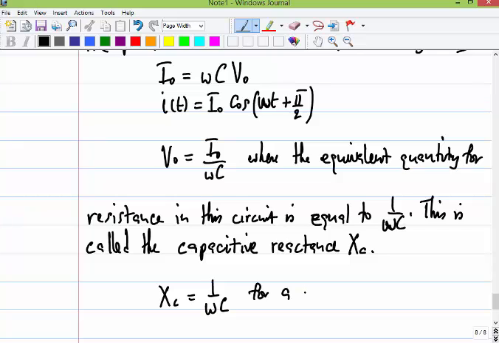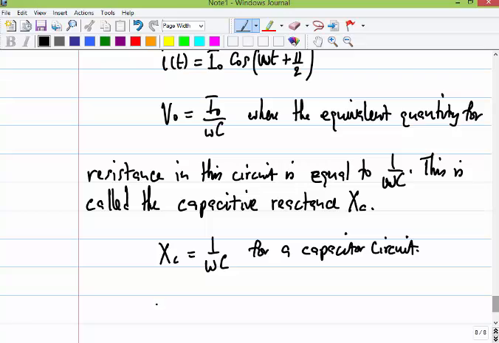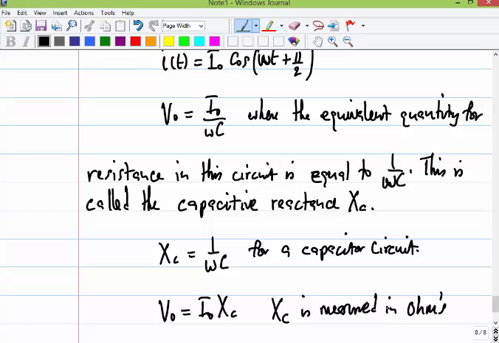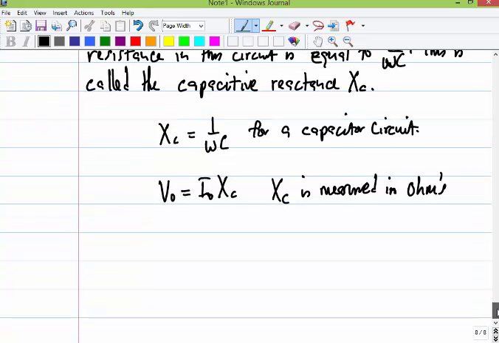So X subscript C is equal to 1 over omega C for a capacitor circuit. If you like, we can put this together and say Ohm's law for this circuit is V naught equals I naught X_C. X_C has units of ohms, so it is equivalent to resistance. This is for a capacitive circuit. X_C is the capacitive reactance of the circuit. We can do a quick example on that.